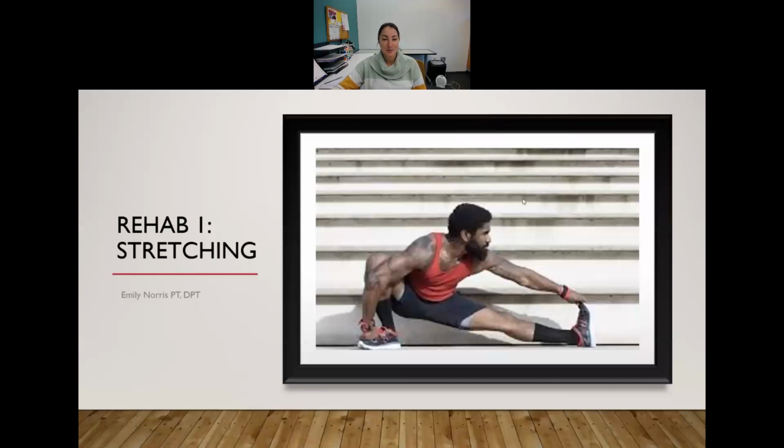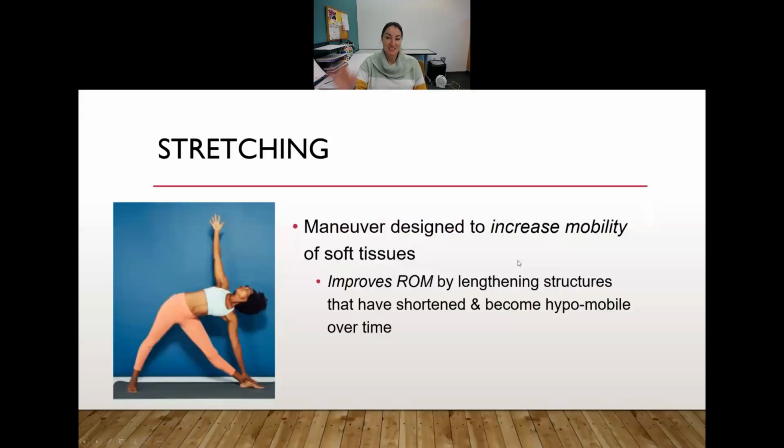Today we are going to talk about stretching. Okay, stretching: a maneuver designed to increase mobility of soft tissue. It improves range of motion by lengthening structures that have shortened or become hypomobile over time.